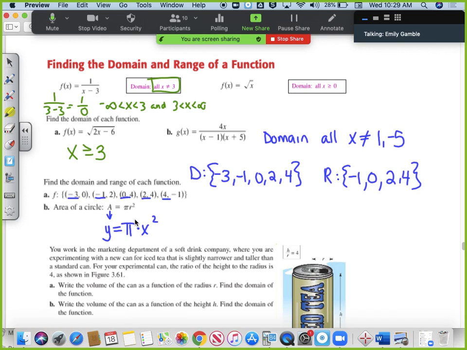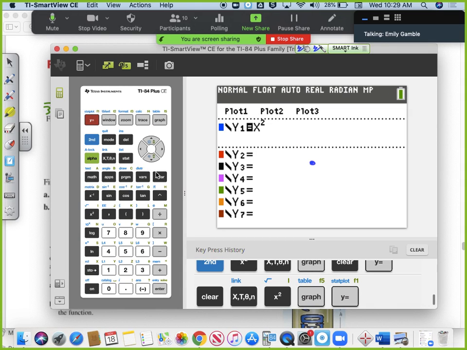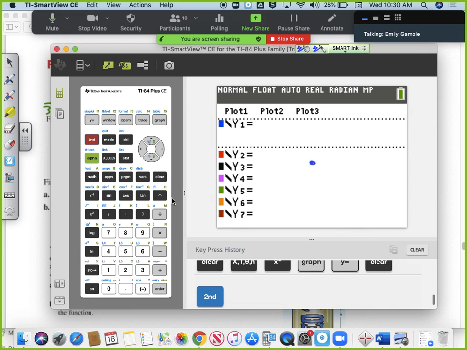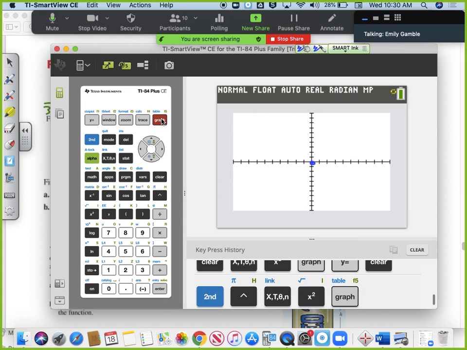So I could actually put this in my calculator now that I changed the variables to be x and y. If I wanted to, I could go back to my calculator and put this in y equals. So y equals pi, second, and then x squared. And I can go to my graph, and I can see what it looks like here. It's another parabola. And it will help me determine what the domain and what the range are.